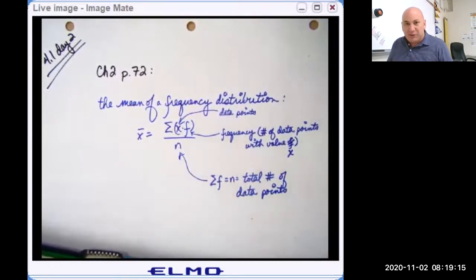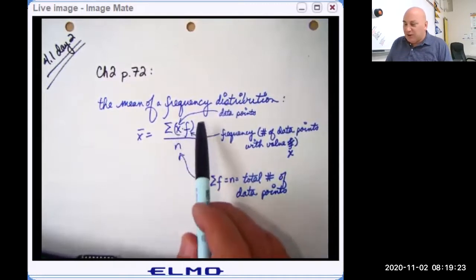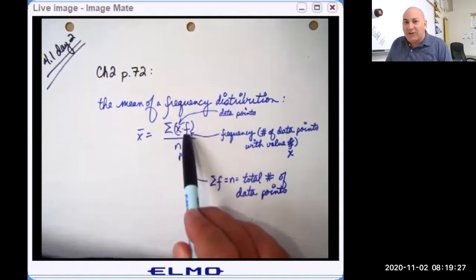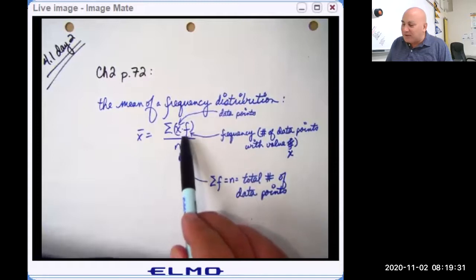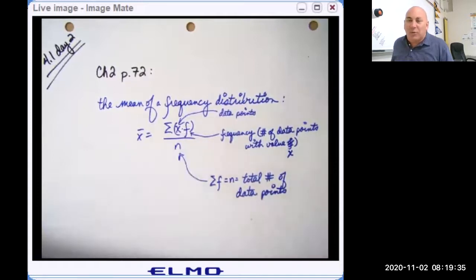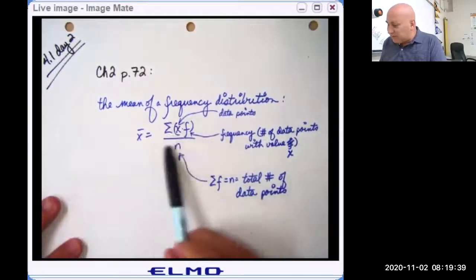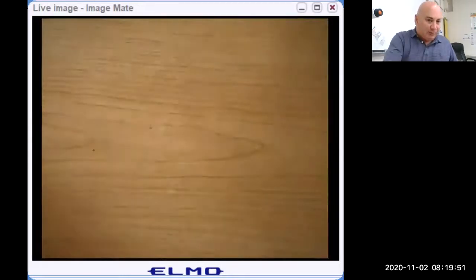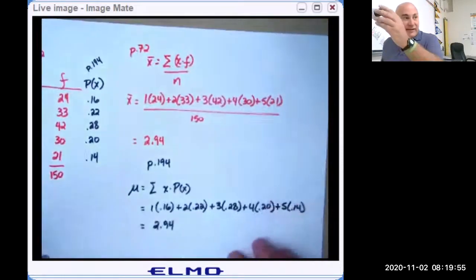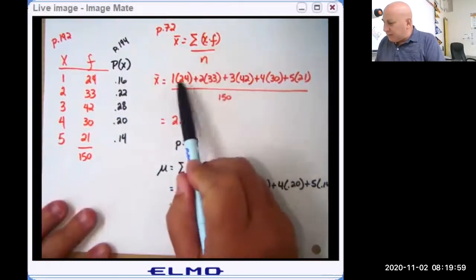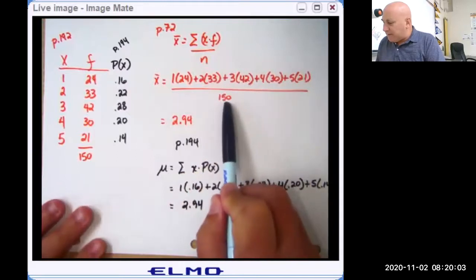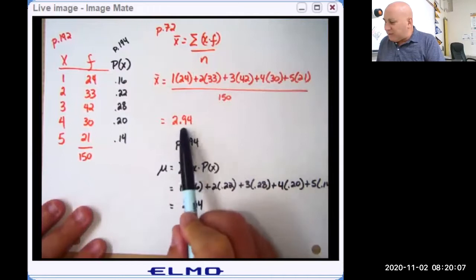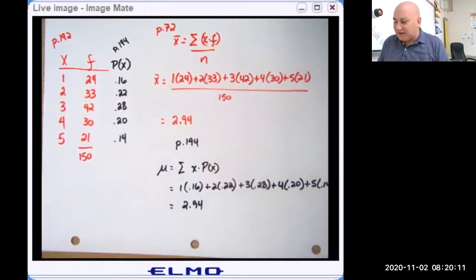And then we had a score of 2 and there were 33 of those. Instead of going plus 2, plus 2, plus 2, we just took 2 times 33. So all this really does is add up the value of all the data points, and then divide by the number of data points. That's a mean. If you understand what this is telling you, that clearly makes sense, that's just the regular formula for average. And on page 72, looking at that data, we would take 1 times 24 and 2 times 33, et cetera, divide it by 150, and we'd get an average of 2.94. That would be kind of the average score on that test on a scale of 1 to 5.